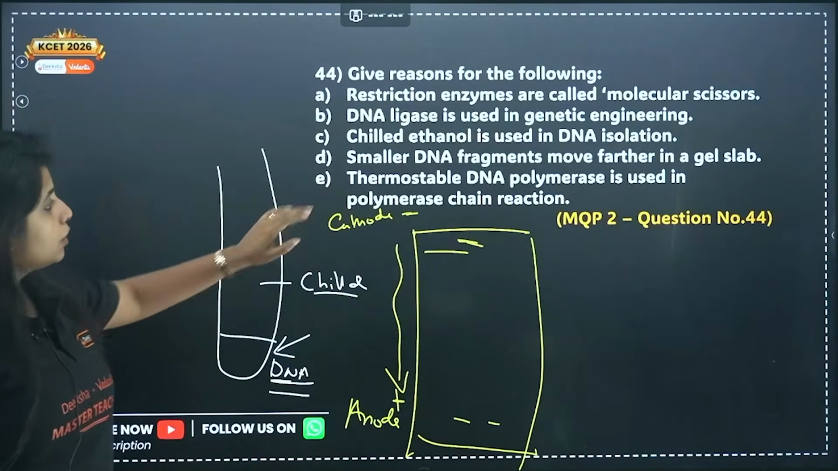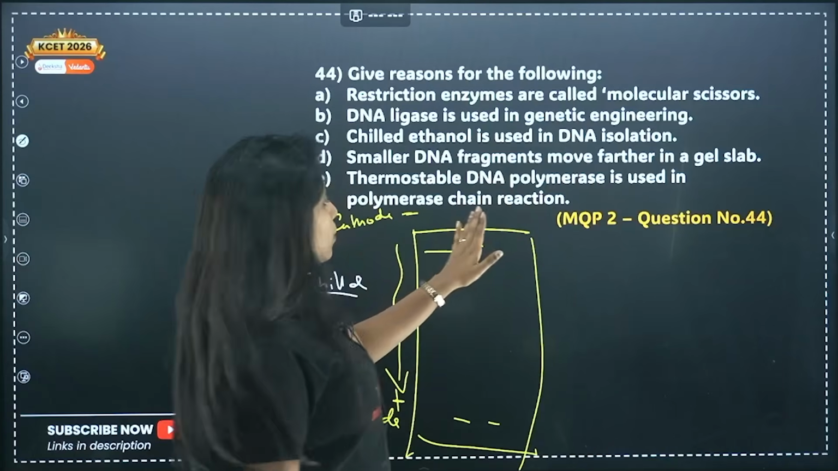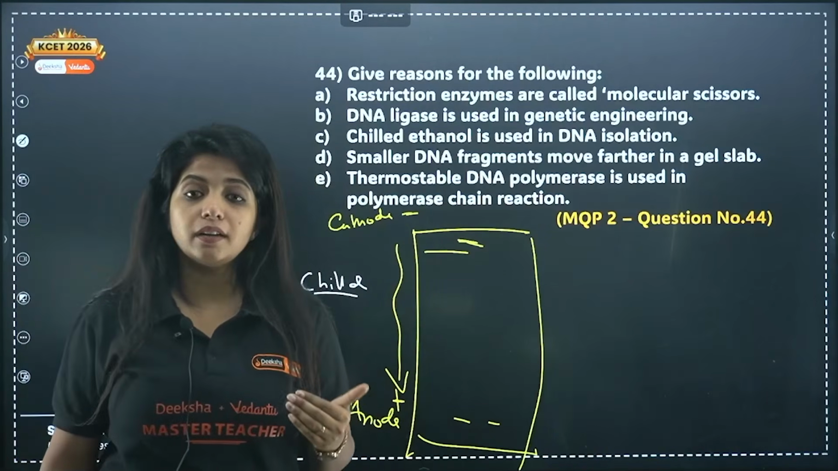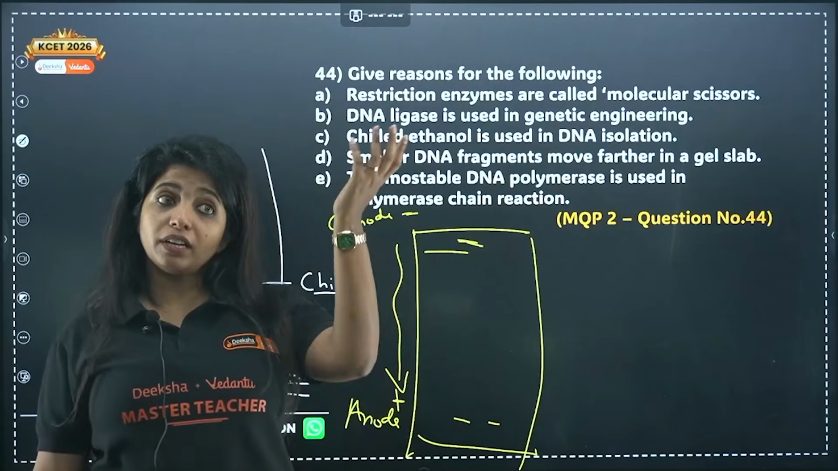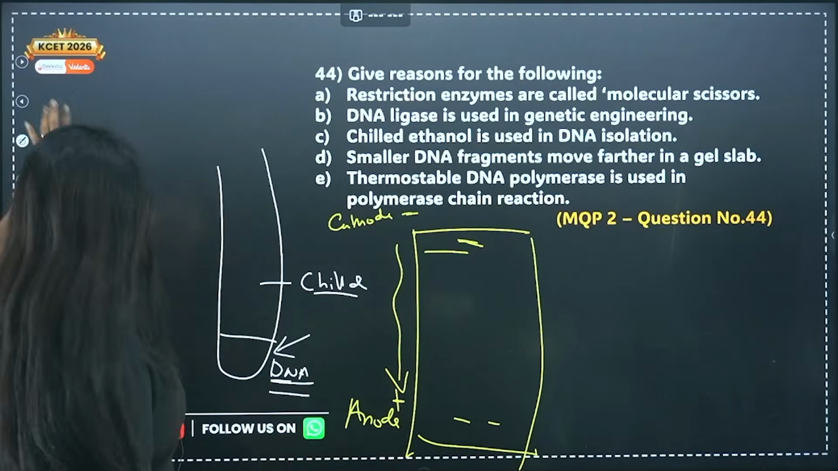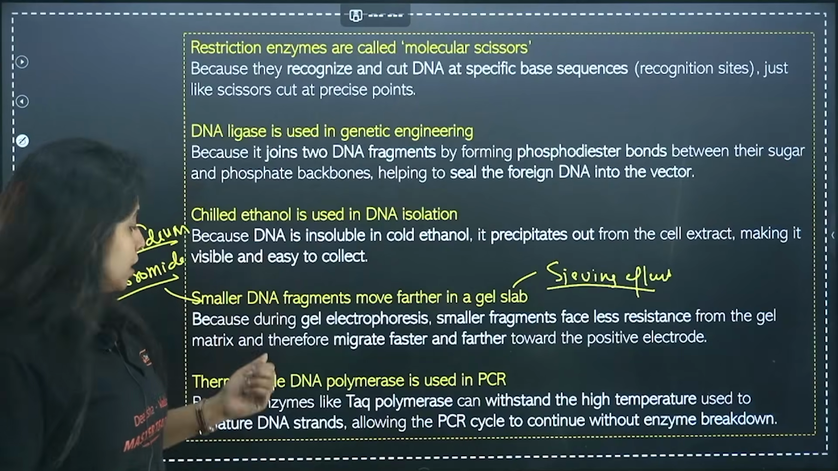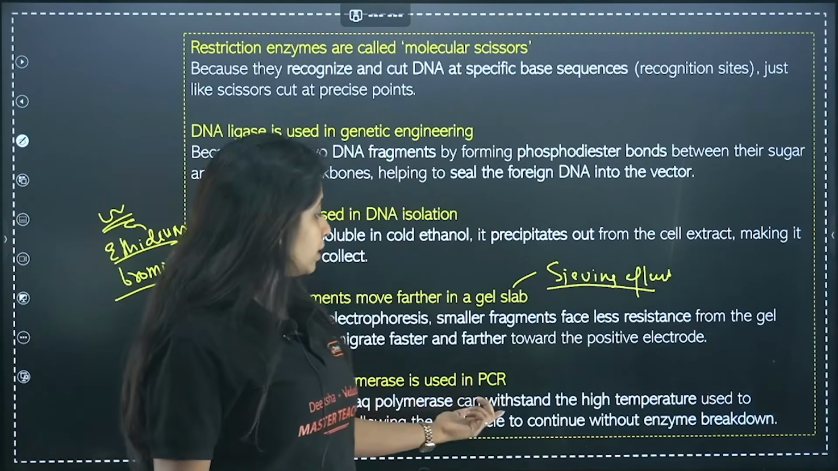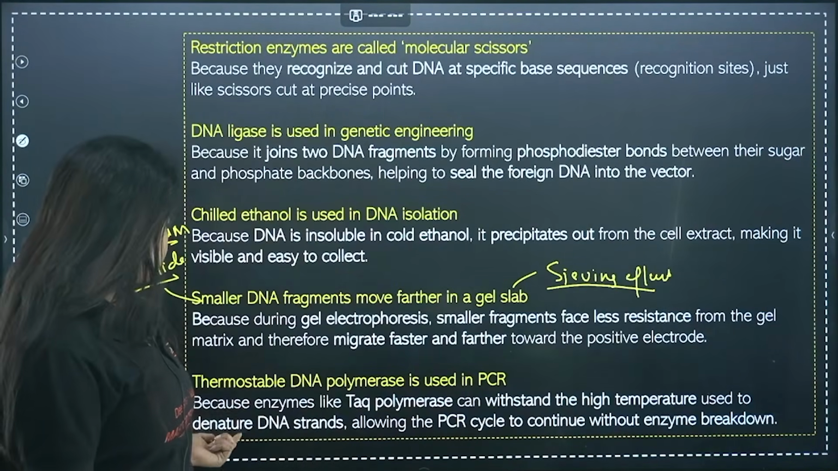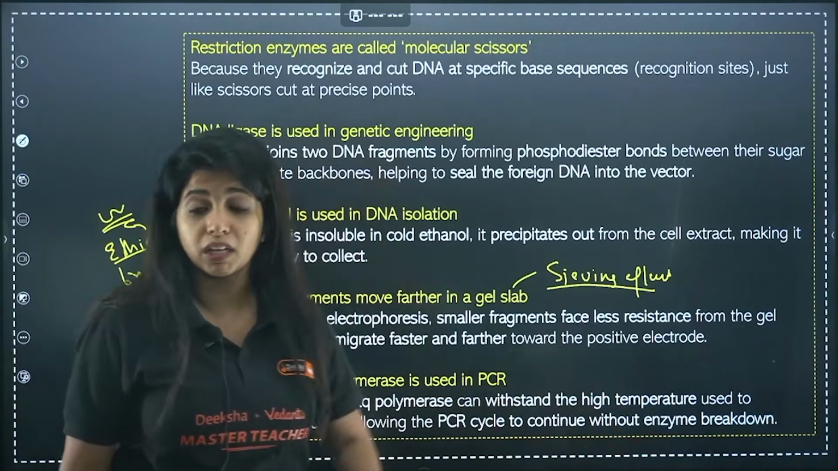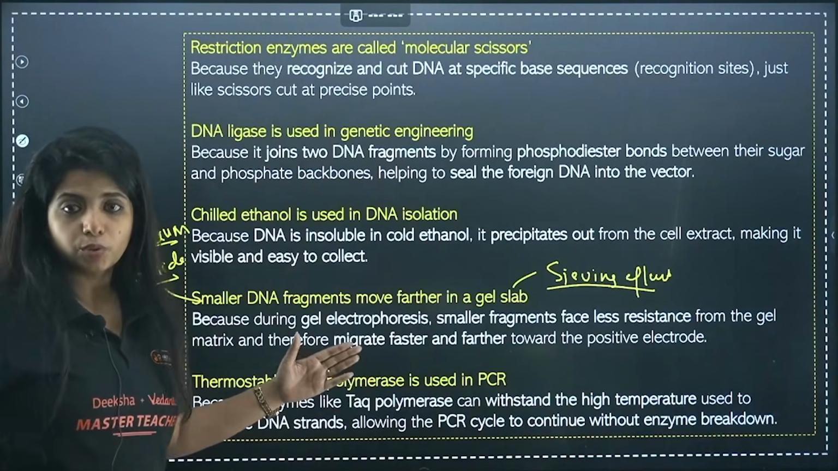Now, thermostable DNA polymerase is used in polymerase chain reaction because all the reactions taking place in PCR are happening at high temperature, 95 degrees Celsius, 75 degrees Celsius, things like that. That is why you need something thermostable, that will be stable at high temperature. Enzymes like Taq polymerase can withstand the high temperature used to denature the DNA strands, allowing the PCR to continue without the enzyme breaking down. Otherwise, the enzyme would be disoriented.